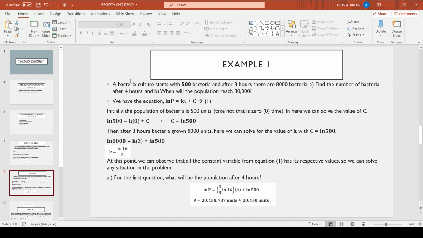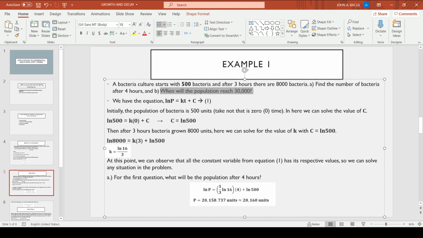First question, find the number of bacteria. That's the population, P. And letter B, when will the population reach 30,000? This is t. So what we are looking for in B is the time, whereas in A it is the population P at 4 hours.